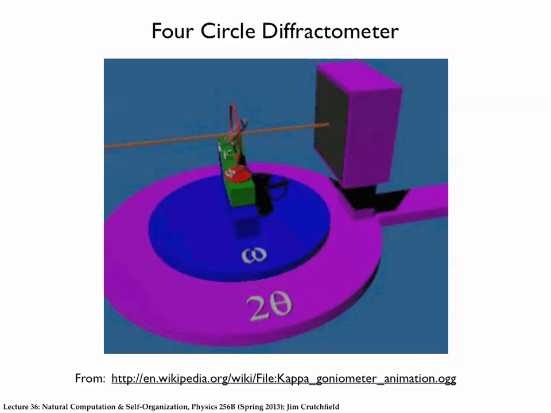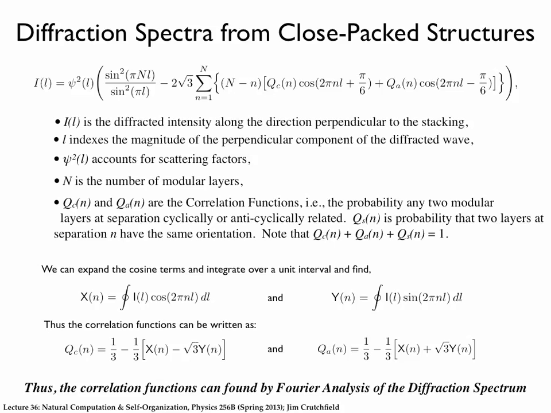When we do that, the expression for the diffraction spectra is a little bit more complicated, but I want to tell you this, the principle is precisely the same, and I don't want to focus on this too much. Here we have the same sum over all of these layers, and here we have the n minus n term that we saw before, but now we have two correlation functions that turn out to be independent, so we have both of these in the expression for the diffracted intensity. This just gives rise to a little delta function whenever L is equal to an integer.